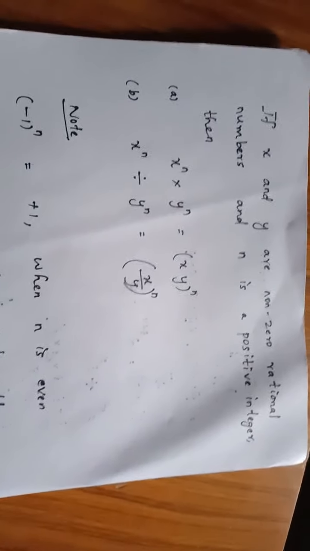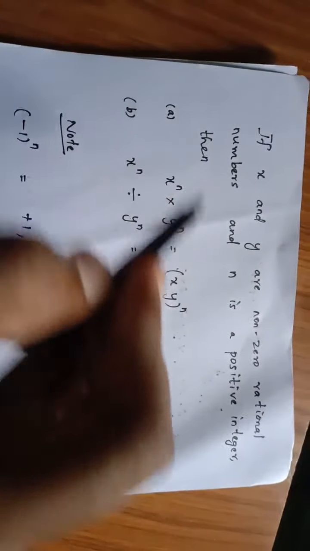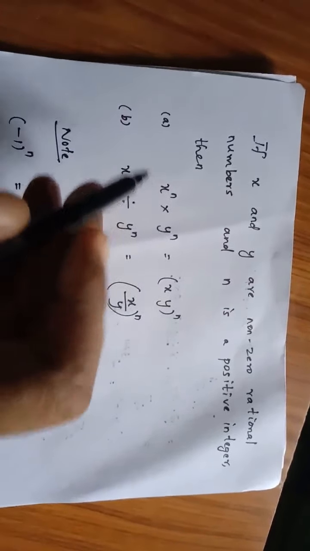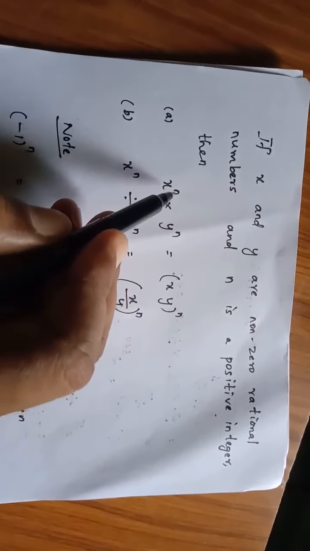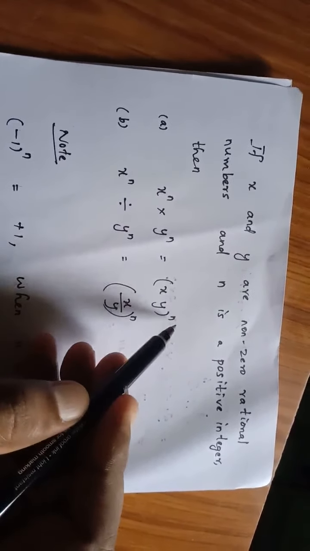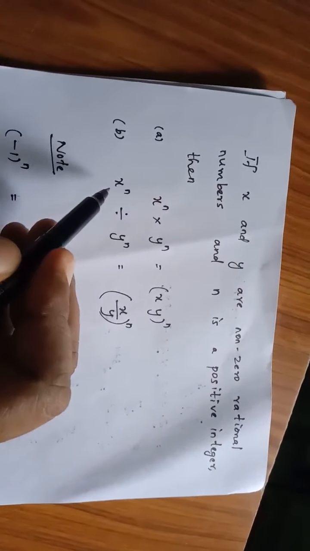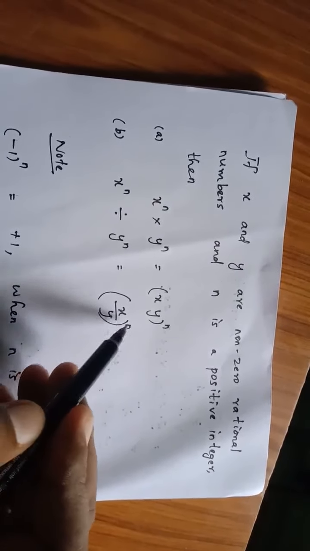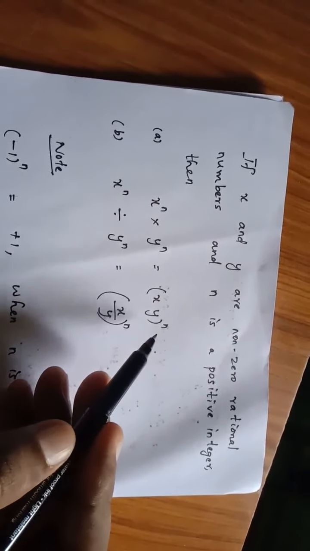Next, we have some important results. If x and y are non-zero rational numbers and n is a positive integer, then we can have two results. x to the power n multiplied by y to the power n. Here we can see that the powers are the same. Then we can write it as x into y the whole power n, since the power is common. Same way, in the case of division, we have x to the power n divided by y to the power n is equal to x divided by y the whole power n. These two are important results, which can be used for solving many problems.